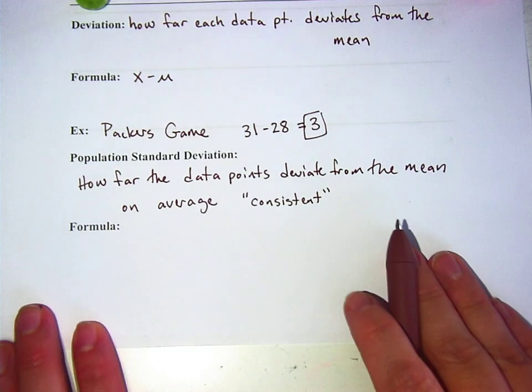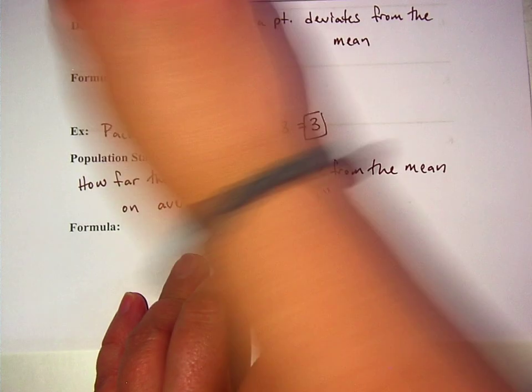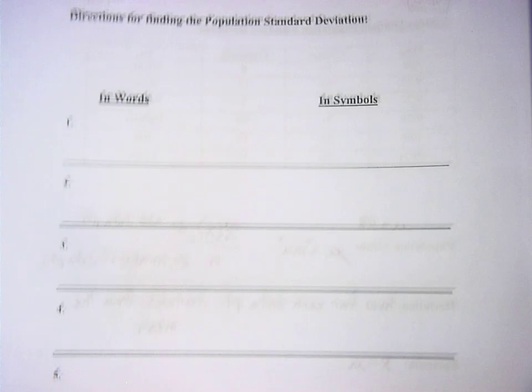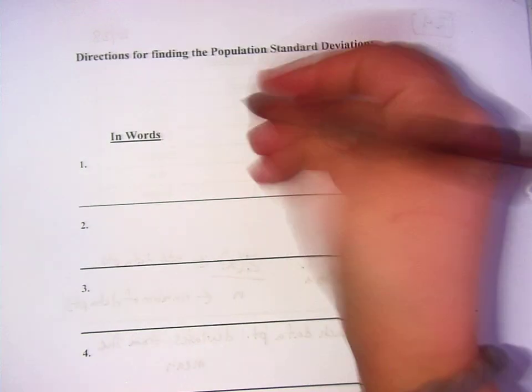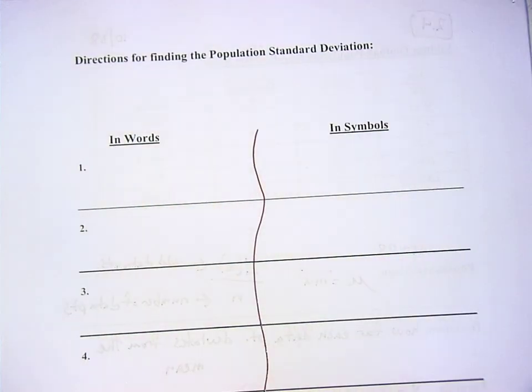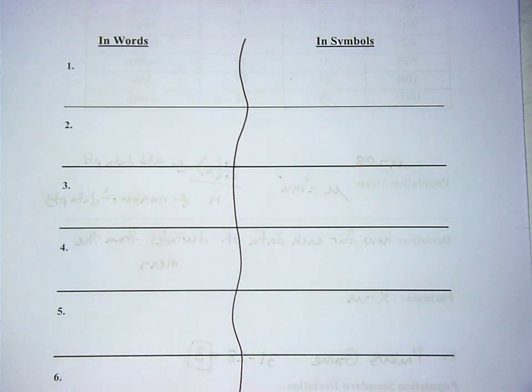The formula we're not going to write out until we figured it out together. Okay, so we're going to do this in 3 different ways. One way is going to be in words. One way is going to be in symbols.